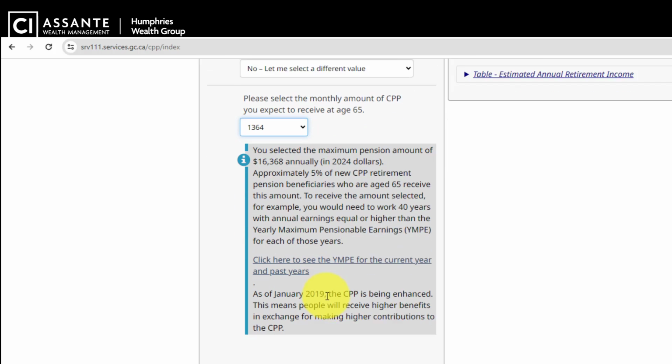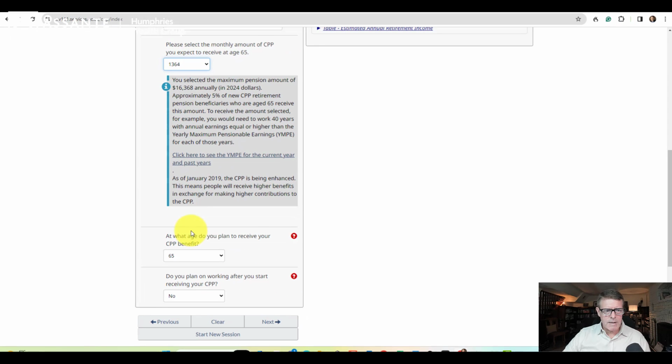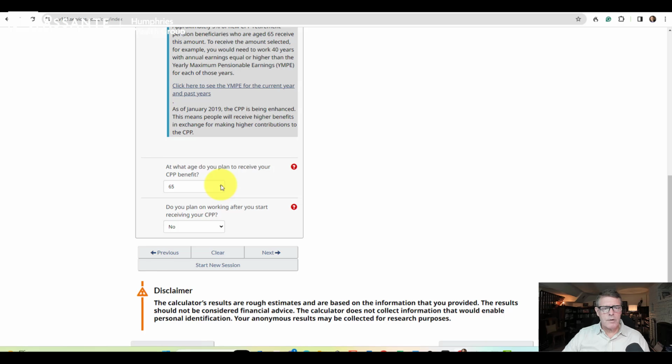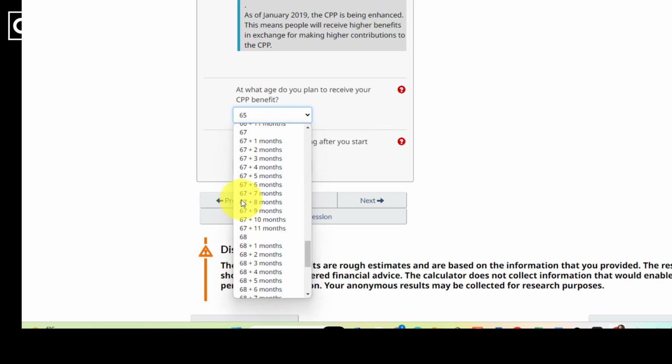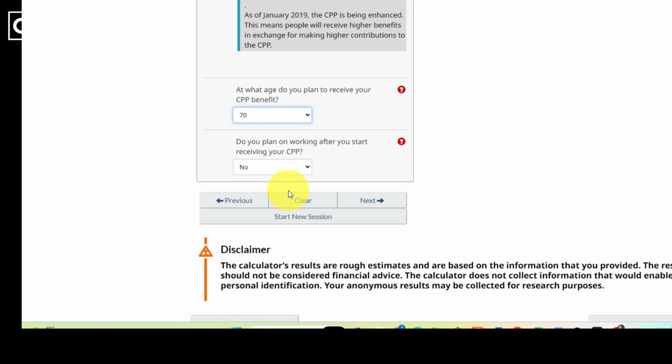Okay, the next thing is it talks about the fact that you can receive benefits at various dates. When do you expect to receive your benefits? So in my calculations, I'm going to use age 70, so I'm going to defer receiving the benefit until then. So we'll do that. And then, do you plan on working after you start receiving your CPP? I'll just say for the purpose of this calculator, no.